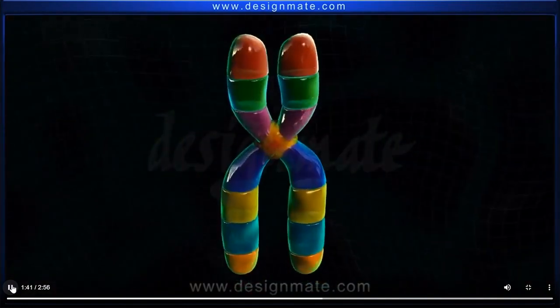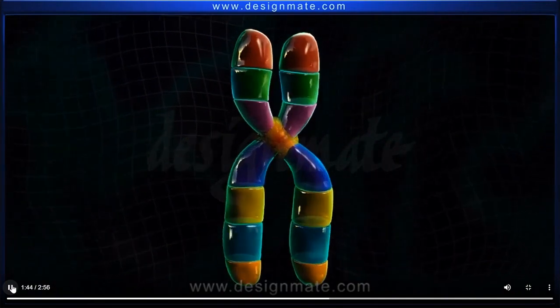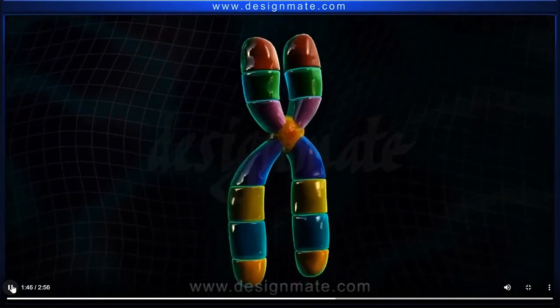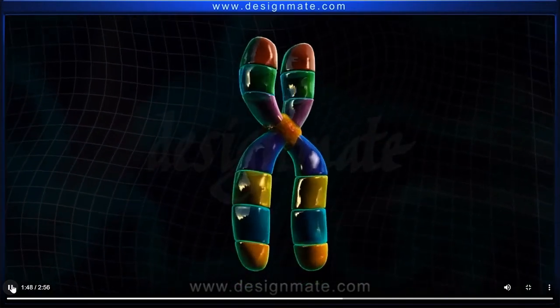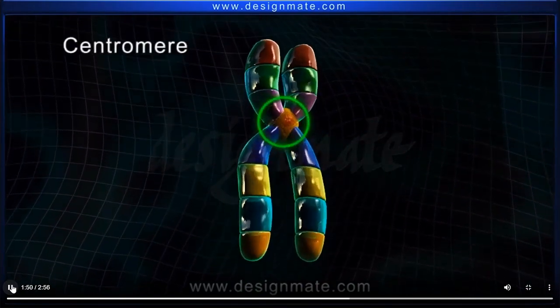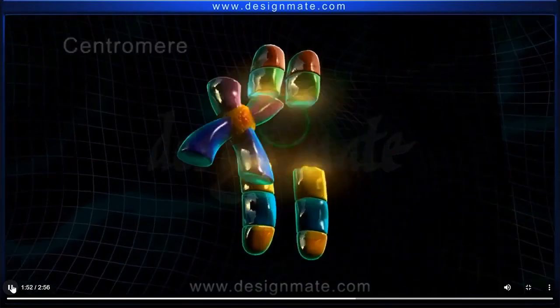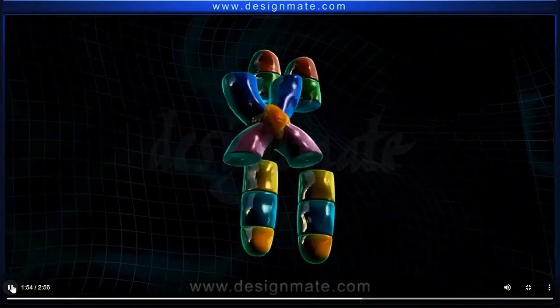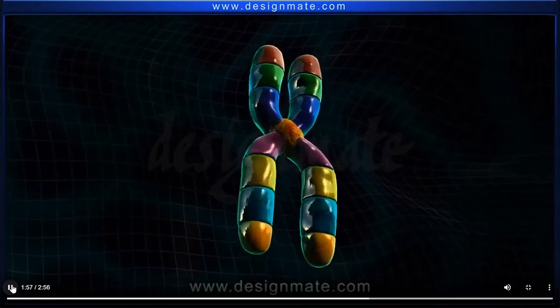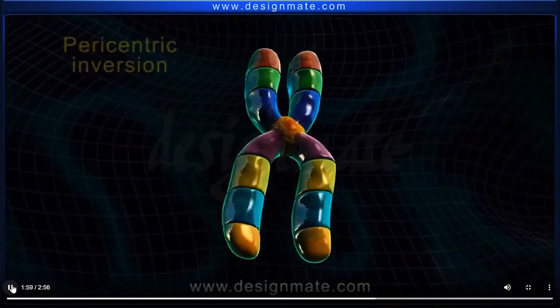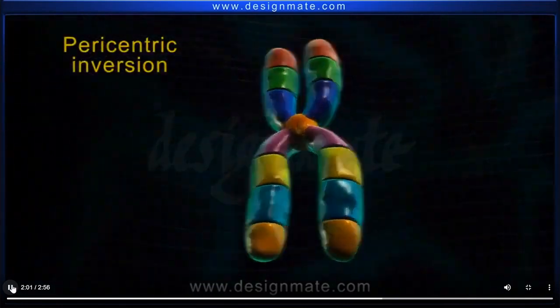But in another type of inversion, the breakage occurs in both the arms of the chromosome, and the broken fragment includes the centromere. This segment then rotates by 180 degrees and gets reinserted. This type of inversion, which involves the centromere, is known as pericentric inversion.